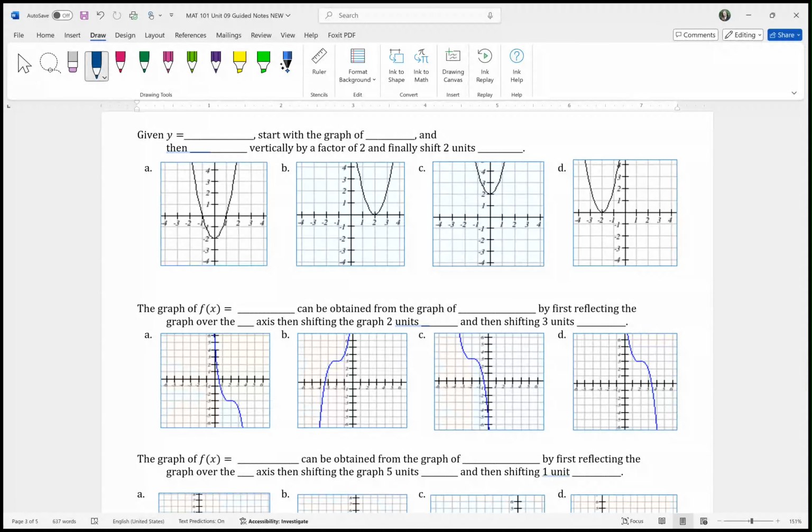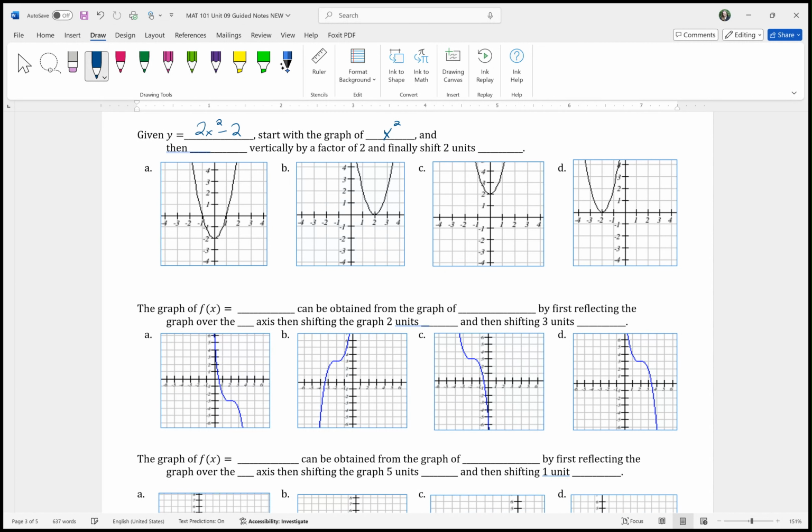Okay, now that we've learned all the transformations, let's look at some examples of functions that contain multiple transformations all in one. So let's say given y equals 2x squared minus 2, start with the graph of. When it says that, it's asking for the parent function. So our parent function here is going to be x squared.